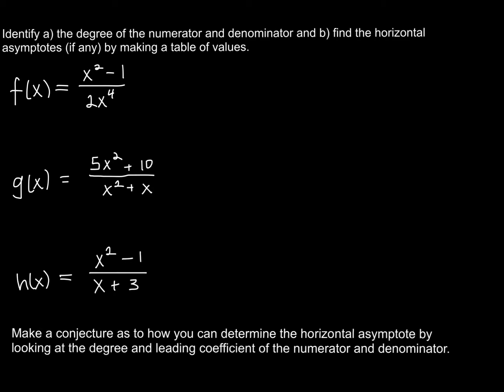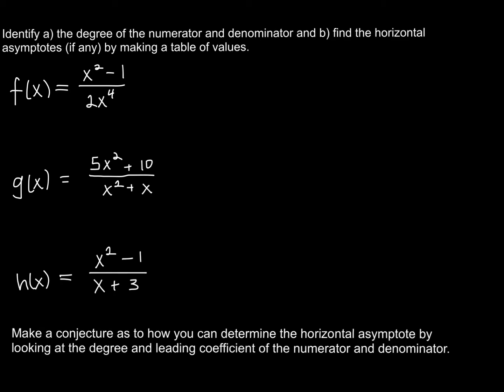Alright, so here's what you're going to do. You're going to first identify the degree of the numerator and denominator, and then you're going to find the horizontal asymptotes by making a table of values, just like I did in the discovery problem. So if you need to go back and look at that again, you can do so. You can use the exact same values that I used in the discovery problem, or you can choose your own. You just have to make sure that you go far enough out towards positive infinity and far enough out towards negative infinity to make a conclusion.